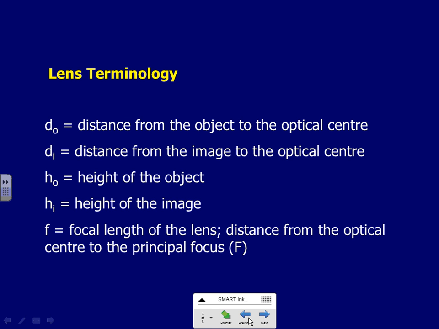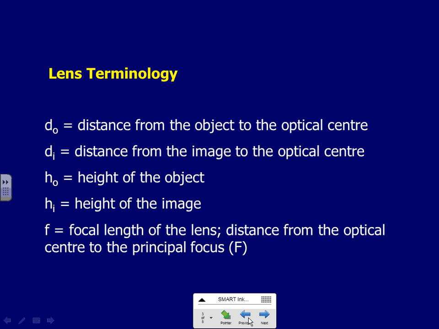What type of image is it if it's positive? If DI is positive, and we start with our object here and the light goes through, what type of image is it? It's real. So if DI is positive, that actually determines whether it's real or not. If DI is negative, it is virtual. All right?